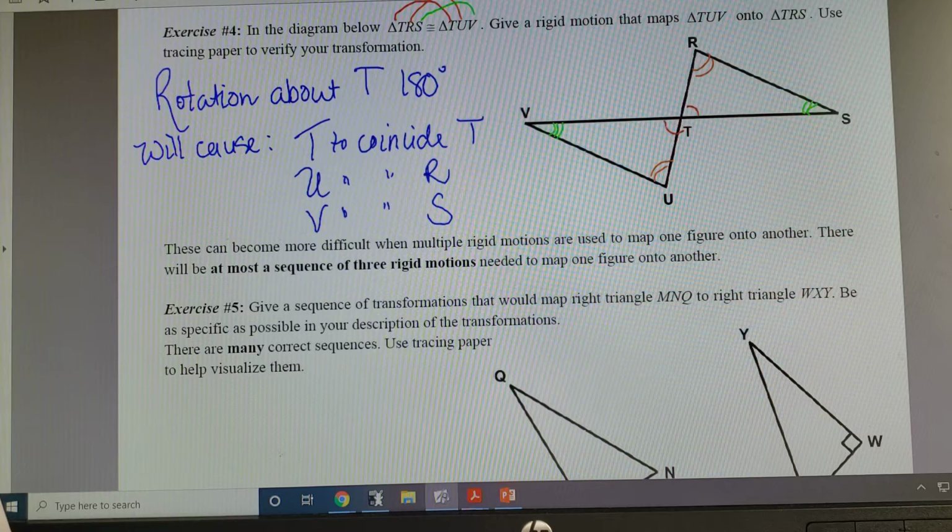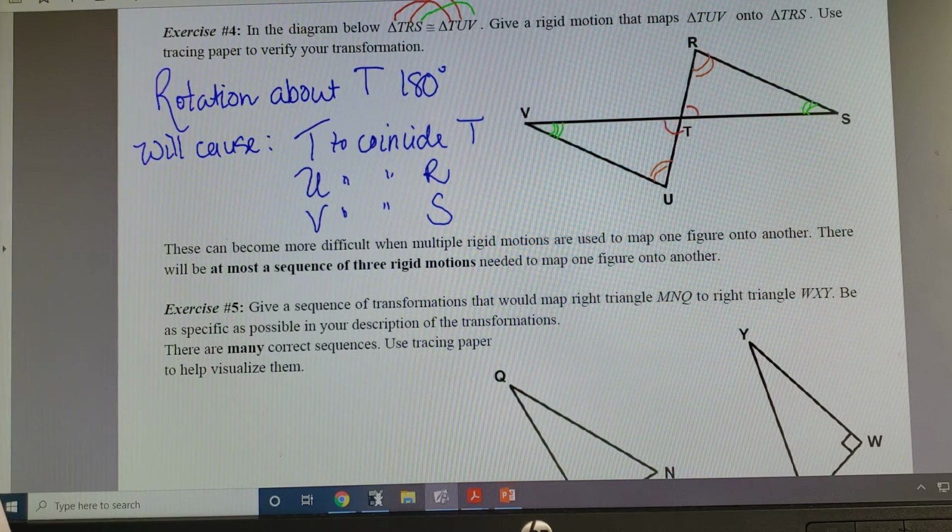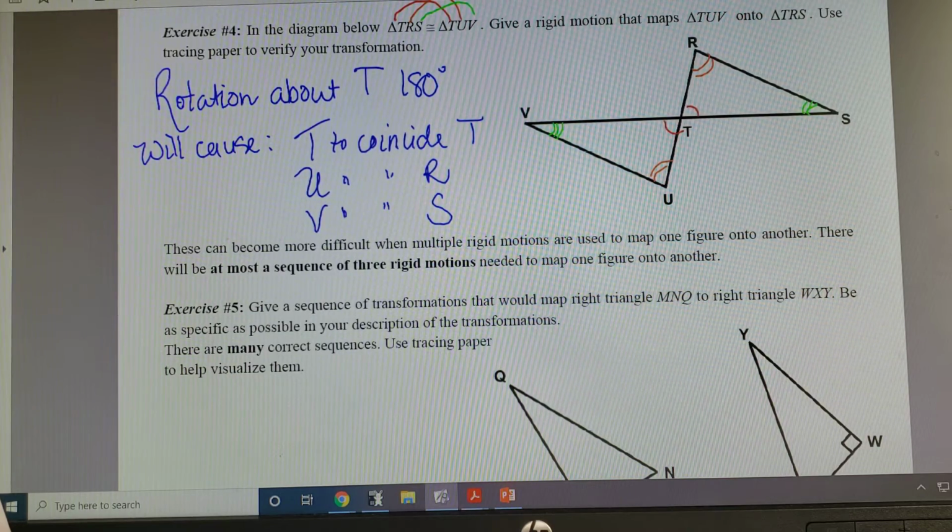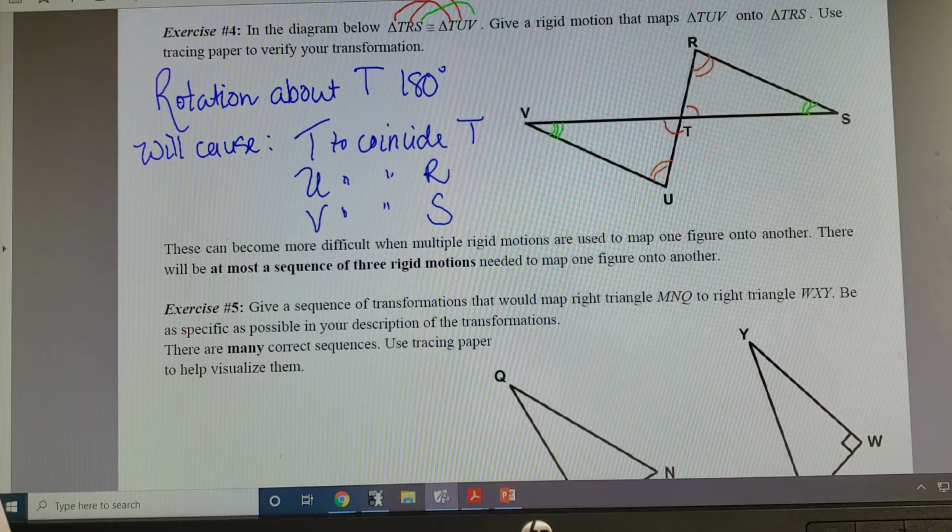So then it says, these can become more difficult when multiple rigid motions are used to map one figure on another. There will be at most a sequence of 3 rigid motions. So you can sometimes have problems that do a reflection, rotation, and translation. Most of the time though, they're just 2, but if it's like the last question on the Regents exam, it might have you do 3. I'm not worried though for you because I feel confident. You seem really good at this stuff.